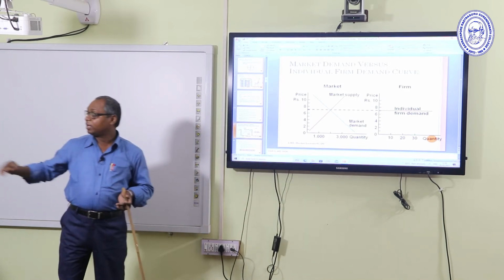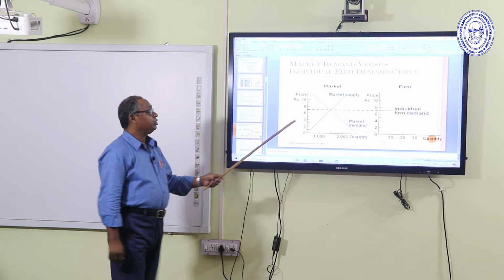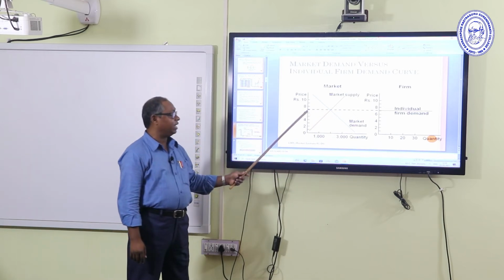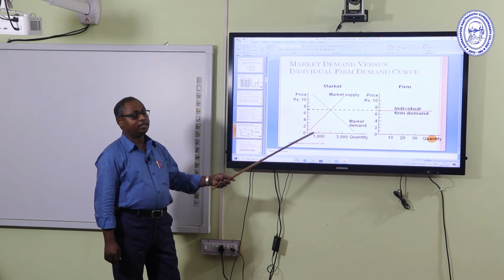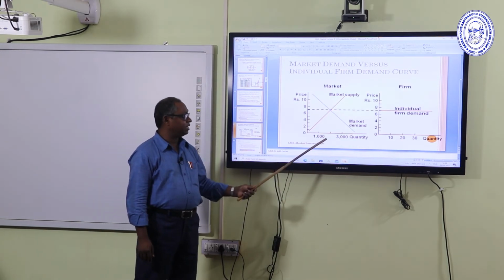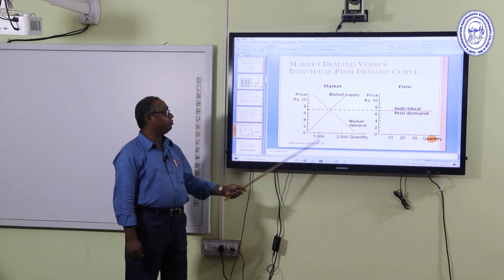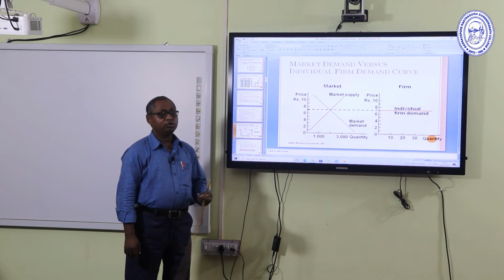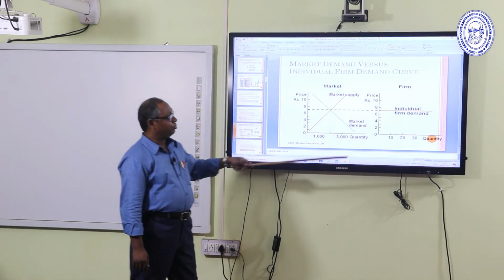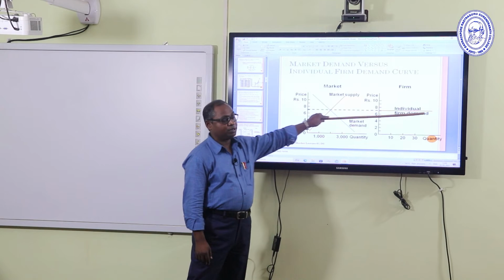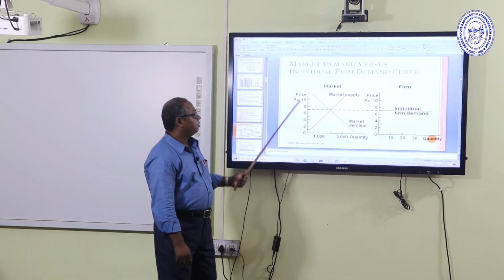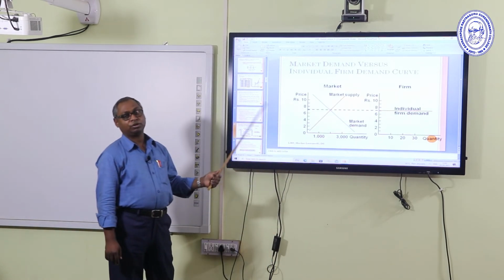Hence, the market equilibrium is at 7 here, where the demand and supply of the market cross each other at, say, output level 2000 units and price rupees 7. So even though each and every farm follows the same demand curve, the market demand curve is different, which is negatively sloped.